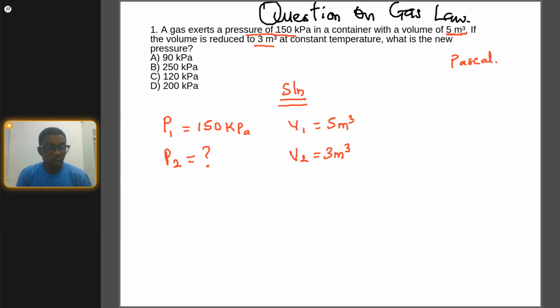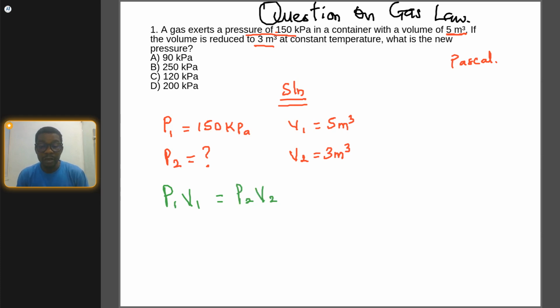To do this, we are going to be using the formula of Boyle's law. This question is under Boyle's law because the temperature remaining constant is part of the statement of Boyle's law. So when you see this in your question, it directs your mind to Boyle's law. And what is Boyle's law? Mathematically, it is expressed as P1 V1 equals P2 V2.